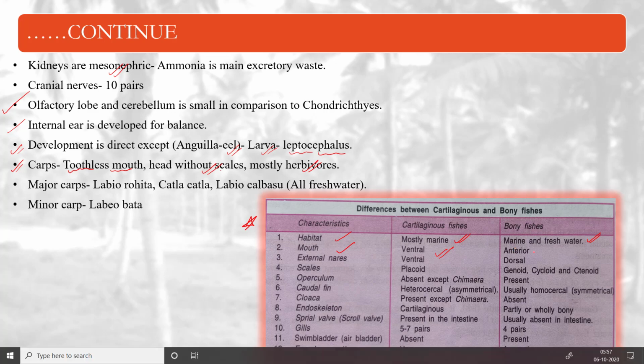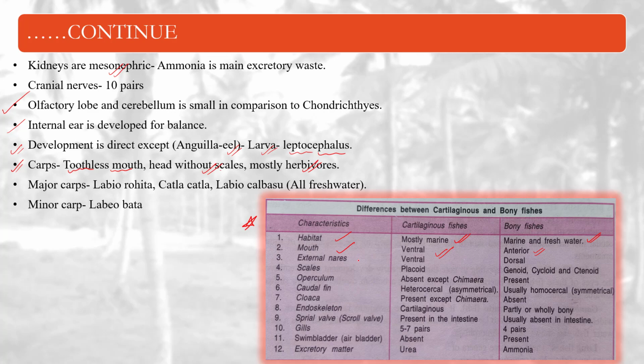In case of bony fishes, it is anterior. External nostrils in case of cartilaginous fishes are also ventral. In case of bony fishes, it is dorsal. Scales: placoid type in cartilaginous fishes. In case of bony fishes, it is ganoid type, cycloid type, and ctenoid type.